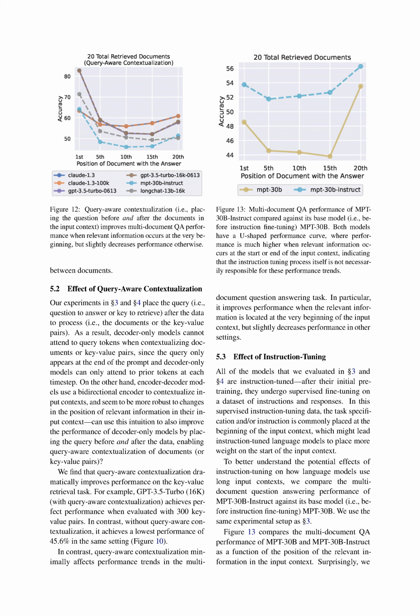So, could we also enhance the functionality of decoder-only models by situating the query both before and after the data, allowing them to be more aware of the context of documents or key-value pairs? We discovered that this query-aware contextualization significantly boosts performance in key-value retrieval tasks. For instance, the model GPT 3.5 Turbo 16K, which incorporates query-aware contextualization, scored a perfect performance when tested with 300 key-value pairs. Without this contextualization, however, its performance dropped to a mere 45.6% in the same setup.